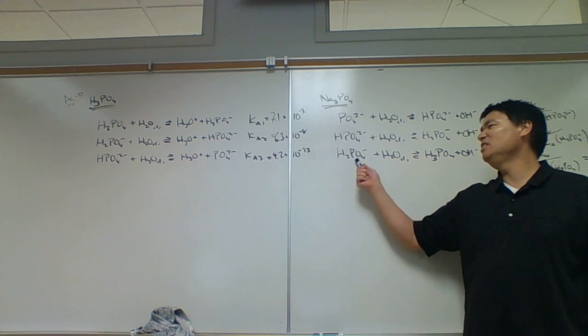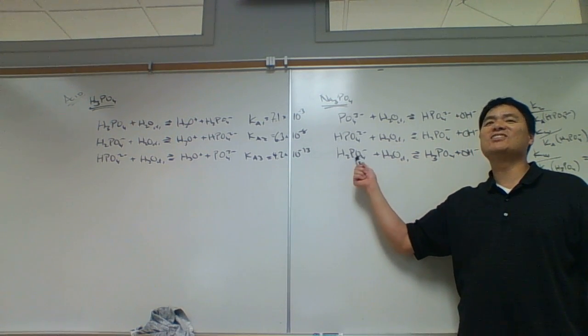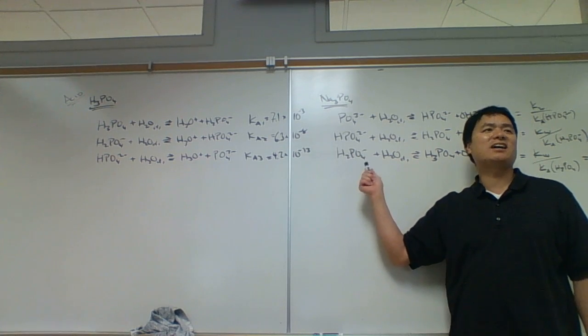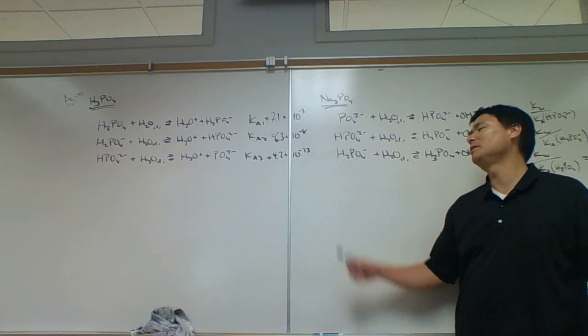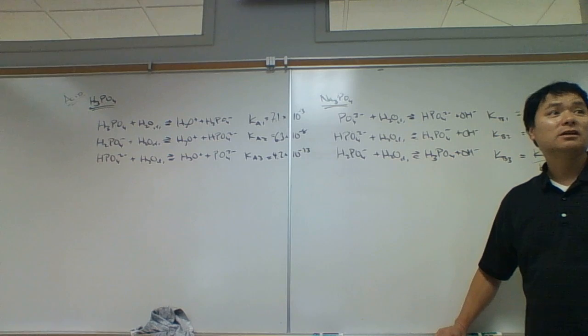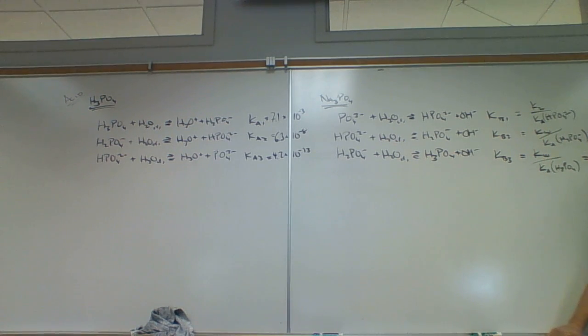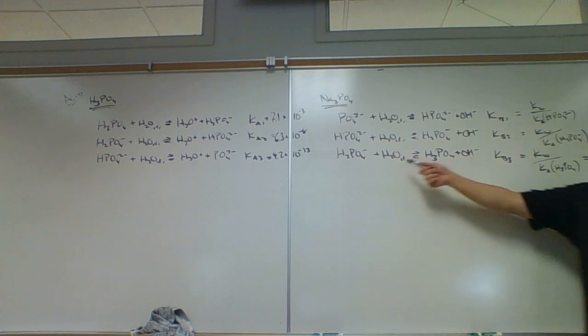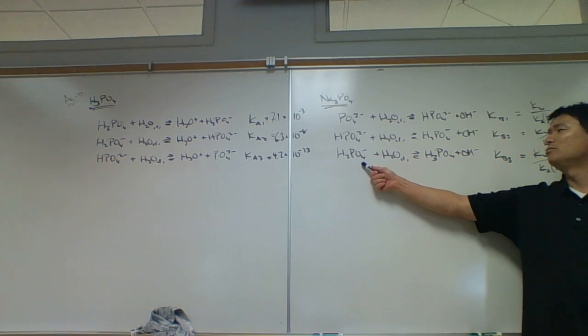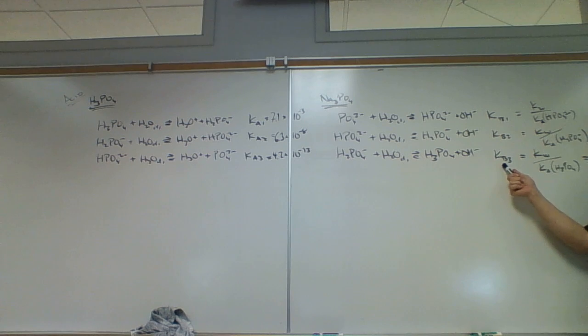And so if you did Ka3, then what we're getting is the conjugate base of this, when this is supposed to be the conjugate acid of this base. And so it doesn't match. The conjugate pairs don't hold up. And so if we're calling this a base, H2PO4 minus is a base, then the acid has got to be H3PO4.